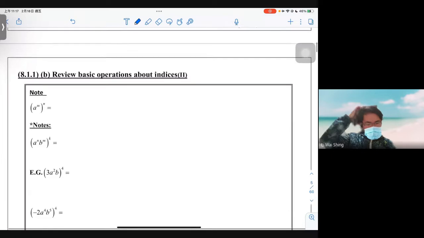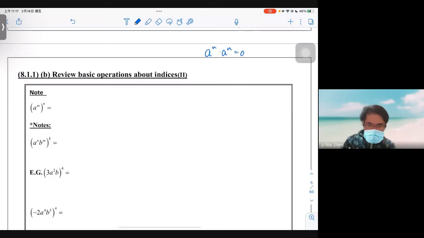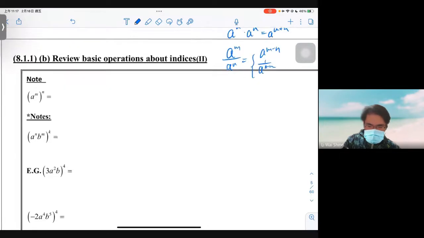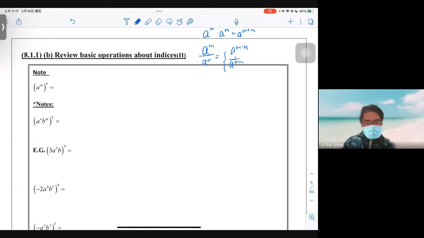Yesterday we revealed the first two index laws, which are a^m × a^n equals a^(m+n), and the next one, a^m ÷ a^n equals a^(m−n), or 1 over a^(n−m). Today we'll reveal another one, which is (a^m)^n. For example, a squared to the power 3.